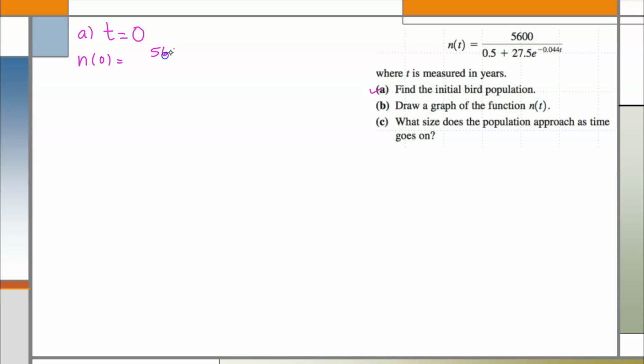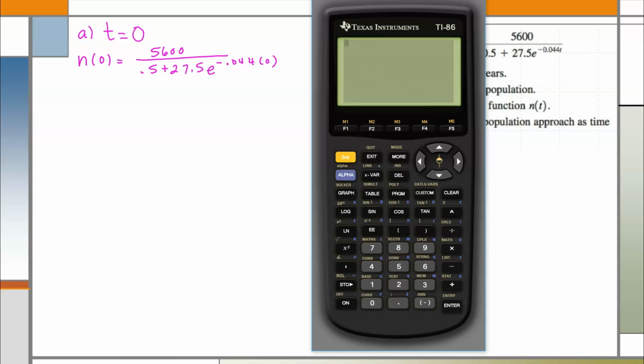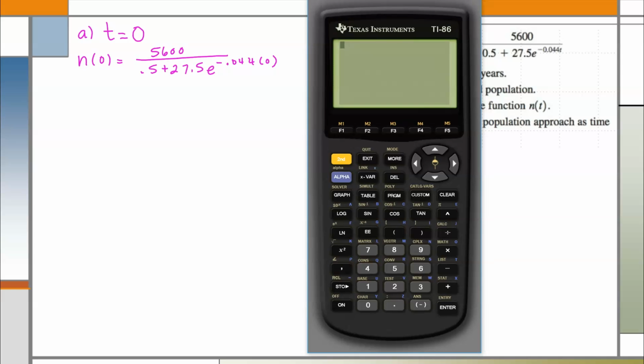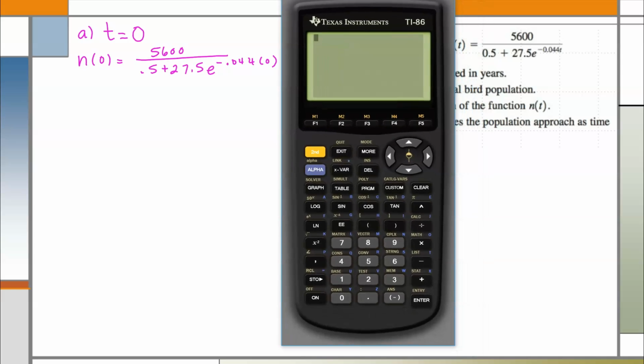So we get 5,600 divided by 0.5 plus 27.5 e to the negative 0.044 times 0. We'll grab our calculator. Normally, we would just go ahead and plug in these values, but I'm going to approach this one just a little bit differently.